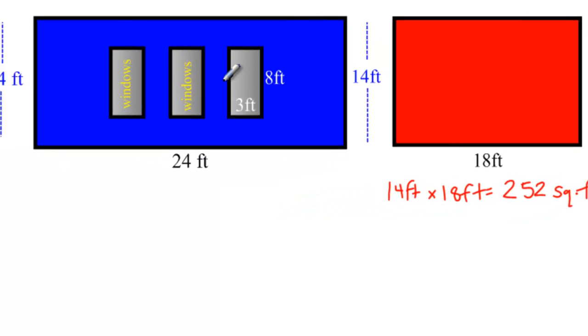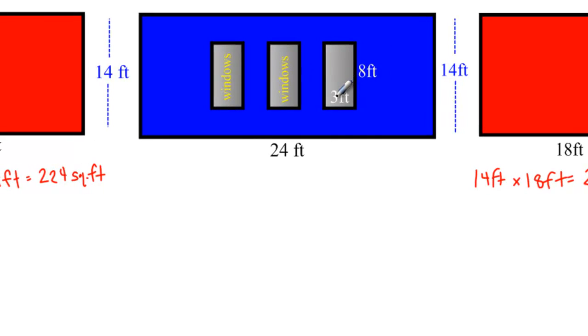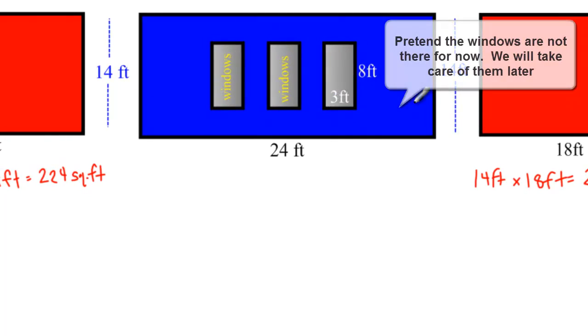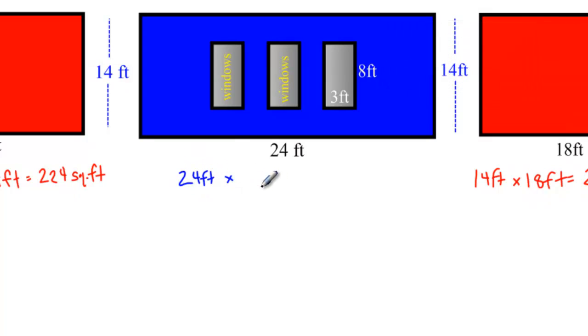Now this wall in blue has 3 windows in it. Obviously we're not going to paint these windows. So first find the area of the big piece, the big blue wall, by using the formula of a rectangle. 24 times 14 feet is going to be 336 square feet.